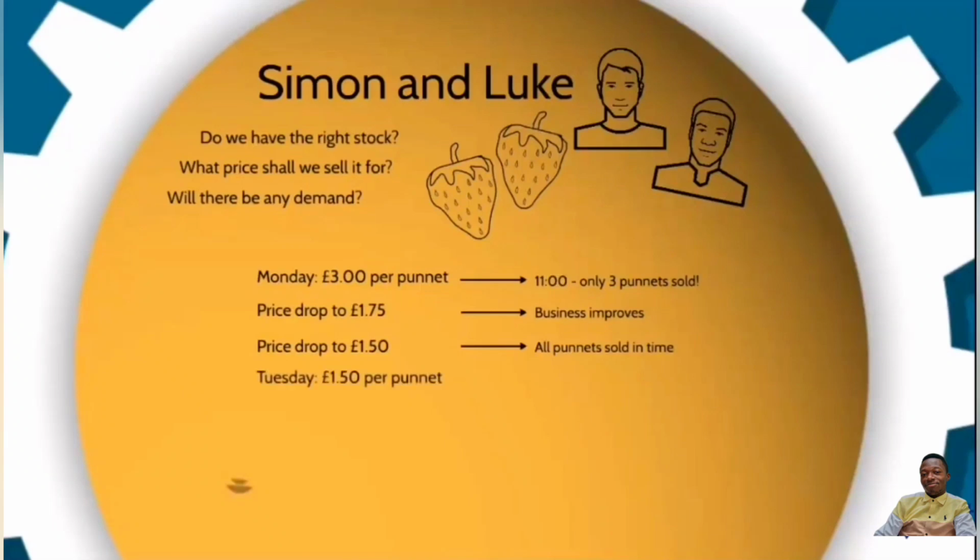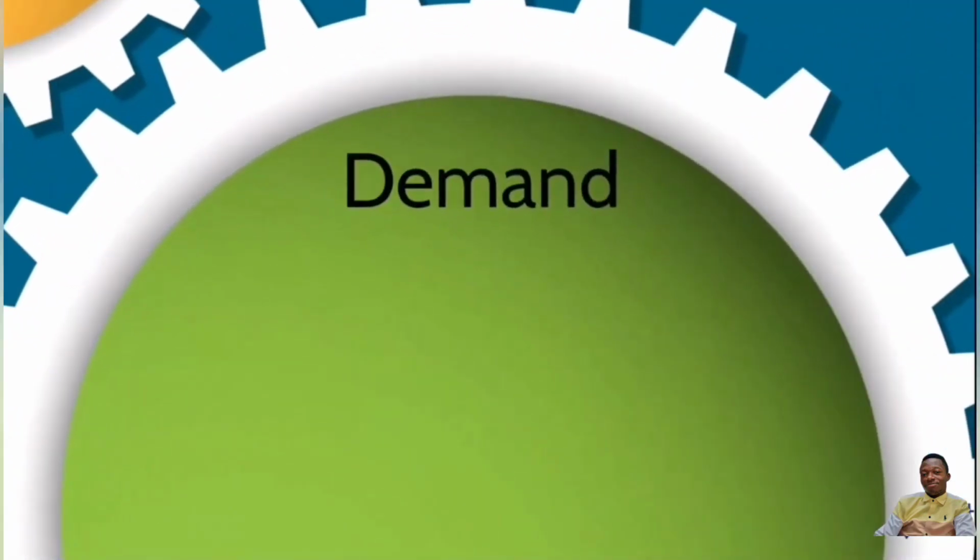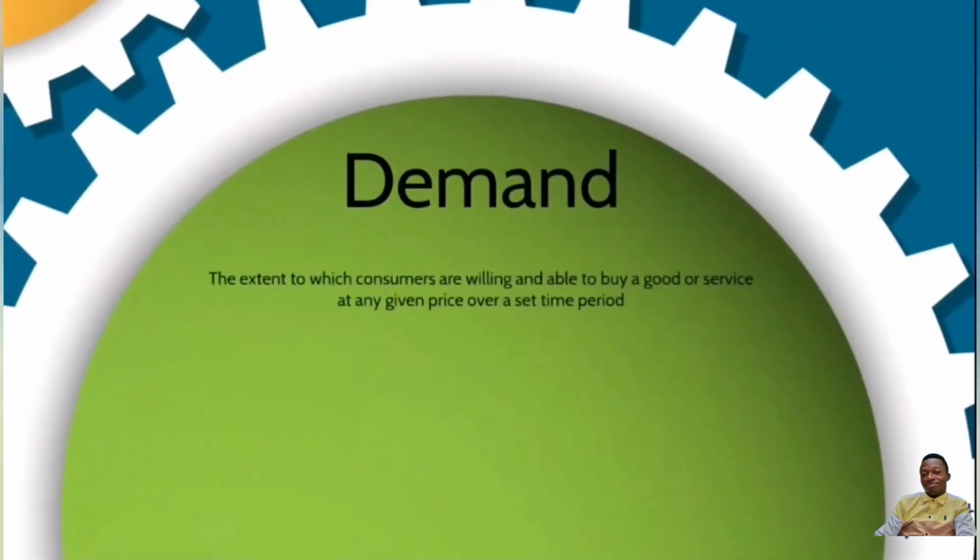Now, when Tuesday came around, they decided that they would start the price at £1.50 per punnet. After all, following yesterday's disaster of a morning, their experience suggested that this was the right price at which they would sell all their stock. But is this the right choice? To answer this question, we'll need to look further at the concept of demand.